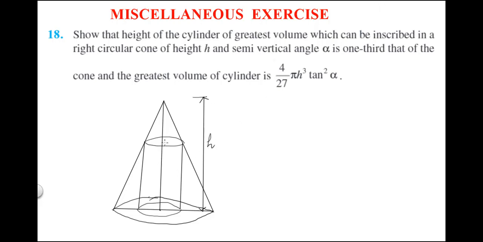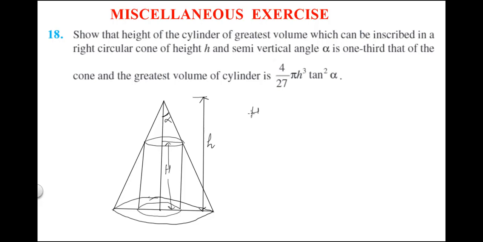So let us just assume the height of the cylinder as capital H. Let us represent it like this. This is, suppose, capital H. Clear? Now what we have to do: the semi-vertical angle is given as alpha. This angle is alpha.